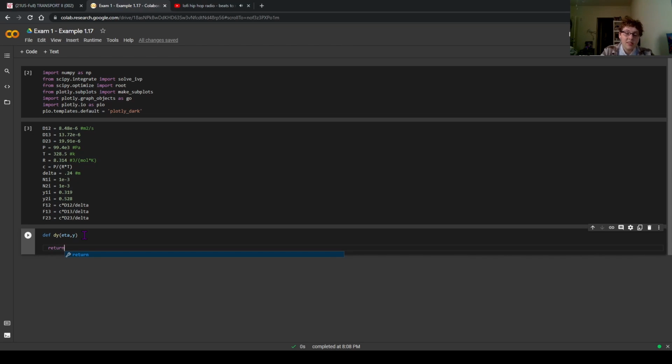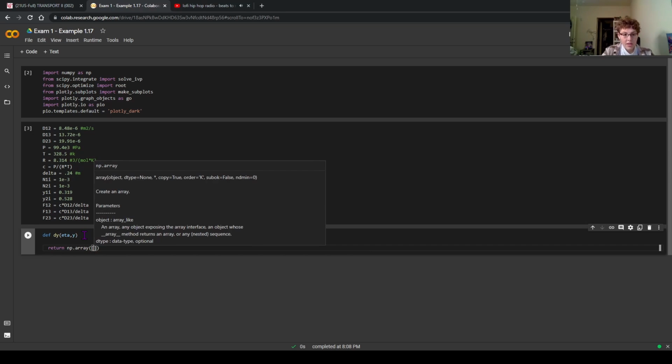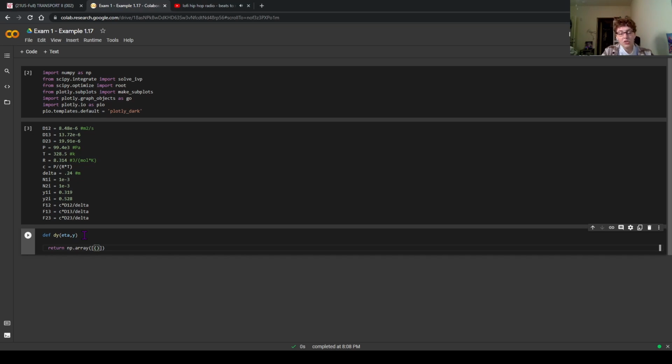We are going to write this out as an array. In the first section of the array, we are going to have the driving force for component 1, and in the second part, the driving force for component 2. In order to do that, we need to use our numpy array command, and then we just type out our driving force equations. For the first component, like we discussed earlier, it's going to be the mole fraction of component 1 times the molar flux of component 2 minus the mole fraction of component 2 times the molar flux of component 1, and then that is divided by F12. I need to add in another parenthesis here.